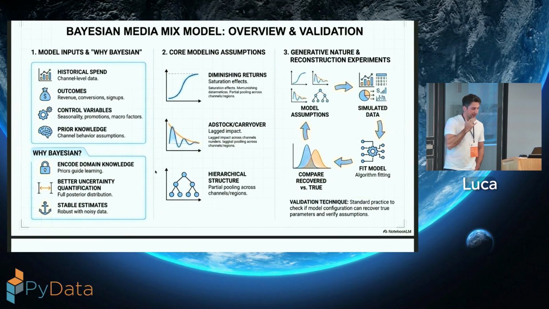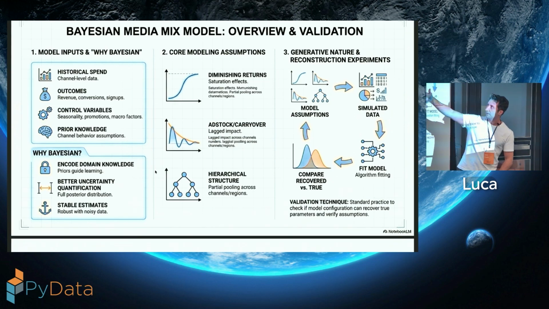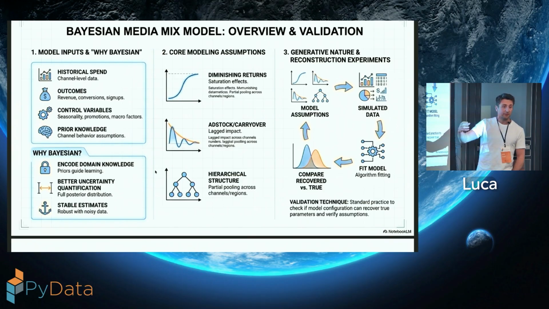The way this model works is that you get some historical spend and an outcome that you want to predict, which could be conversions, revenue, signups. You can add control variables. You encode some behavior and some knowledge into these models by saying, for example, that my estimated ROI for this channel is between X and Y, based on what my marketing channels believe. And then you fit the model.